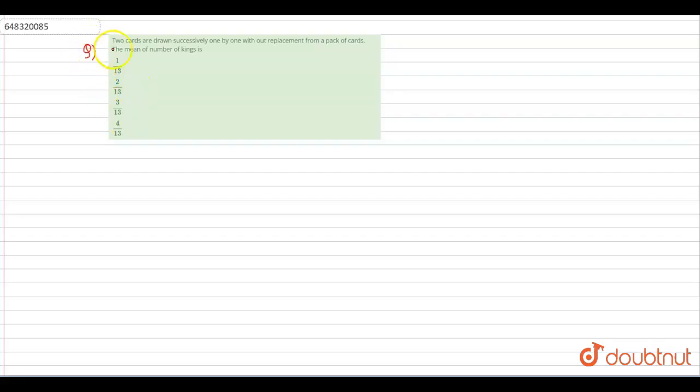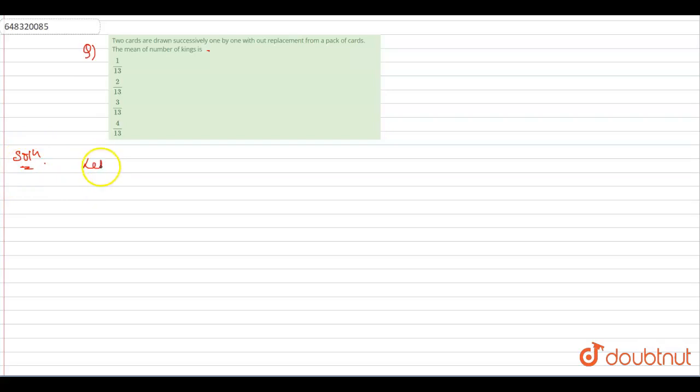Good evening. Here we have a question where two cards are drawn successively one by one without replacement from a pack of cards. We have to find the mean of the number of kings. The options given are 1 by 13, 2 by 13, 3 by 13, and 4 by 13. So let's have a look at the solution.